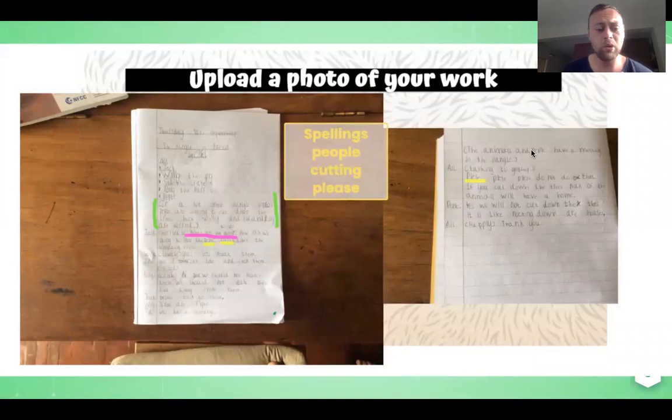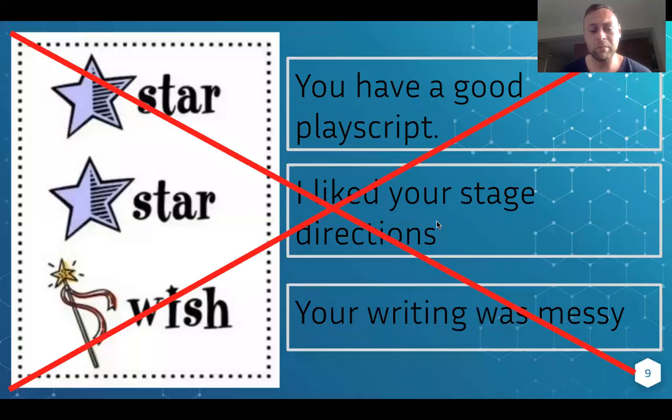Another really good example of a play script. You can already see I've done some marking, but let's take a look at some bad feedback. You have a good play script. I liked your stage directions. Your writing was messy. Now, why do you think I really don't like that? Is that being kind? Is that being compassionate? Remember, our wish is to give them something to improve. And that to me is quite unkind, saying your writing was messy. Because whoever's it was tried really hard and wrote a good play script.